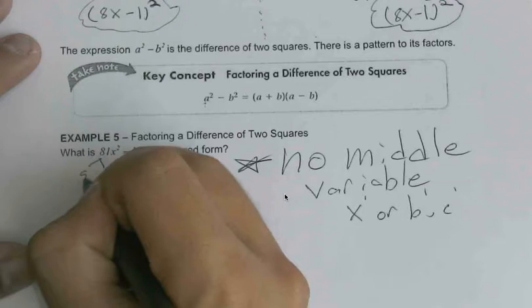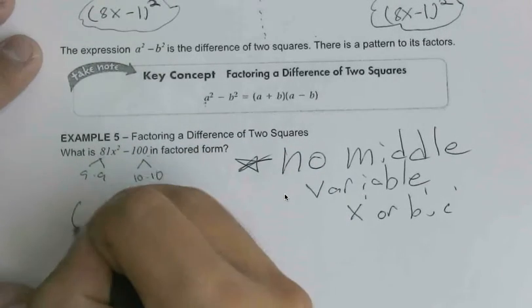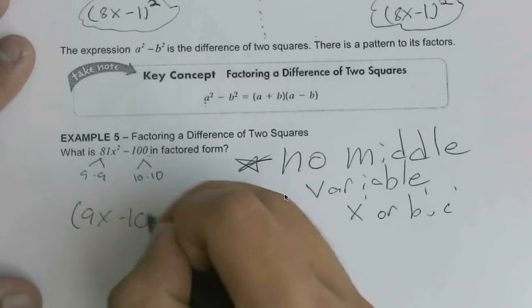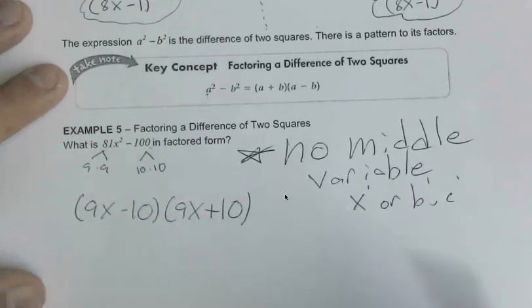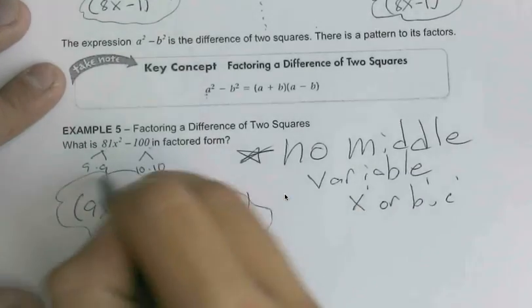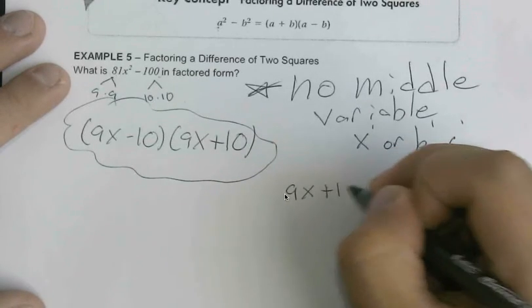Square root of 81 is 9 and 9. Square root of 100 is 10 and 10. We have 9x minus 10 multiplying with 9x plus 10. Final answer. I'll even check my work on this if you're not convinced. But you should believe me.